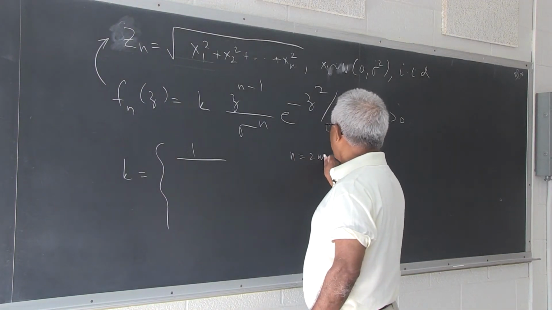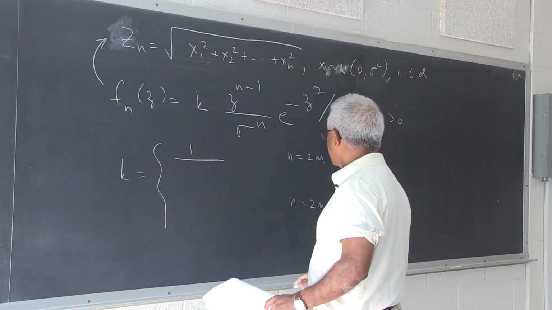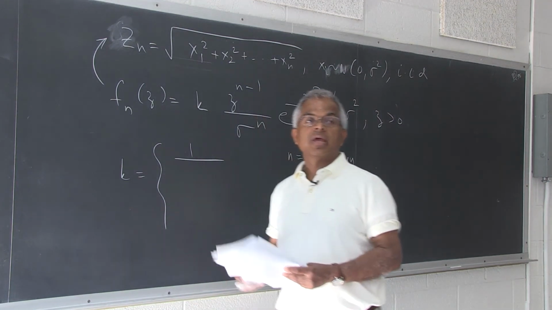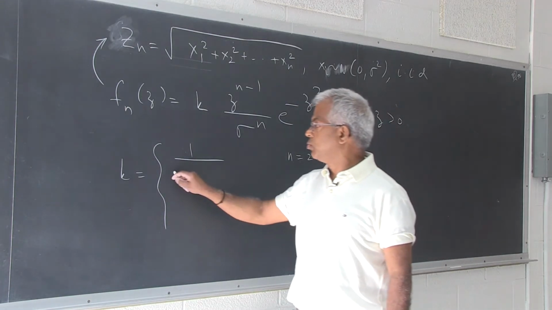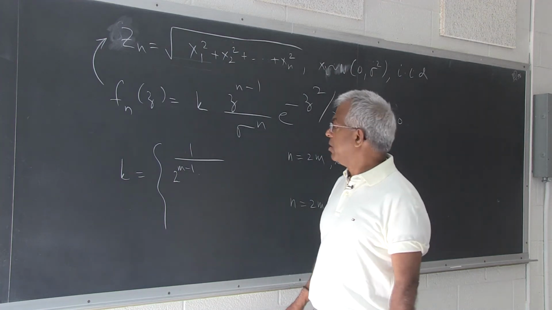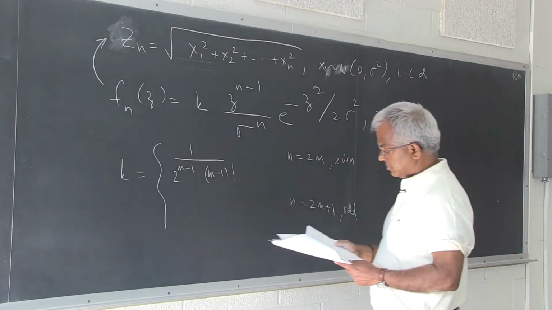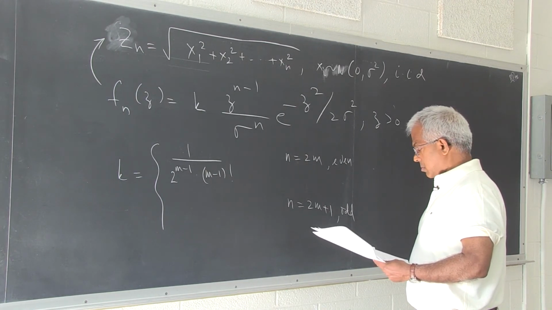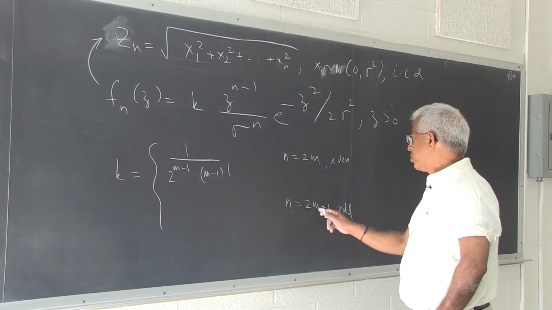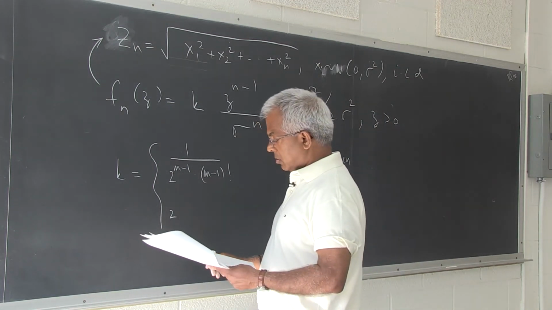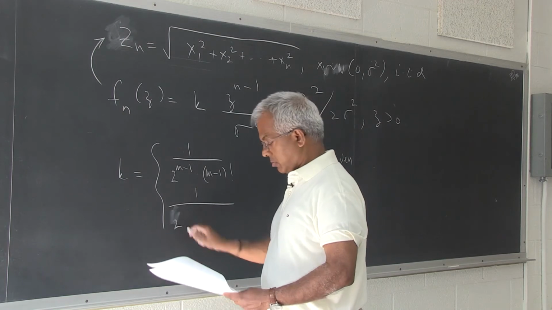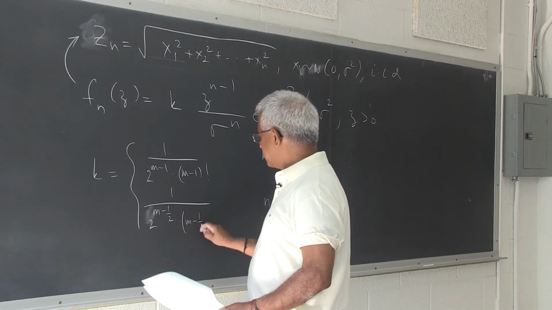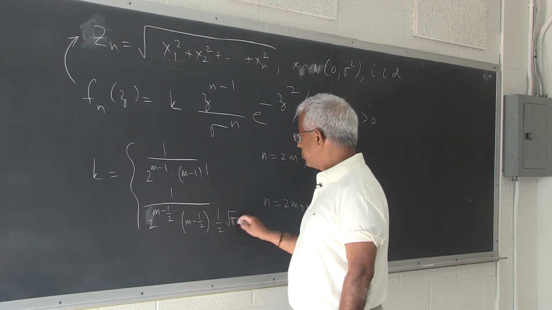n, two cases, n equal to 2m, n equal to 2m plus 1, even or odd. So k is 1 over, so n by 2 is going to be m, so this is 2 to the m minus 1 multiplied by gamma of m, which is m minus 1 factorial. So that's easy. And the other case would be n by 2 minus 1, which is m minus half. So this is going to be 1 over 2 to the power m minus half, then multiplied by m minus half, etc. up to half square root of pi.